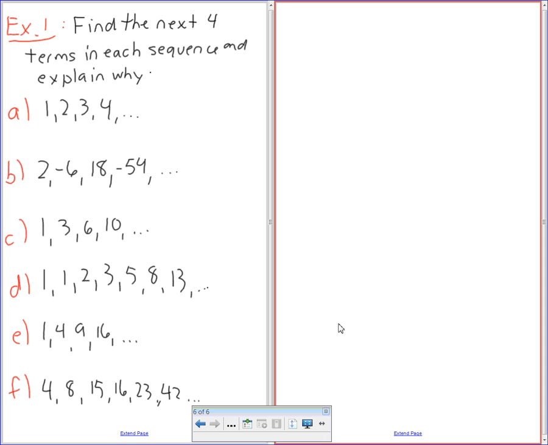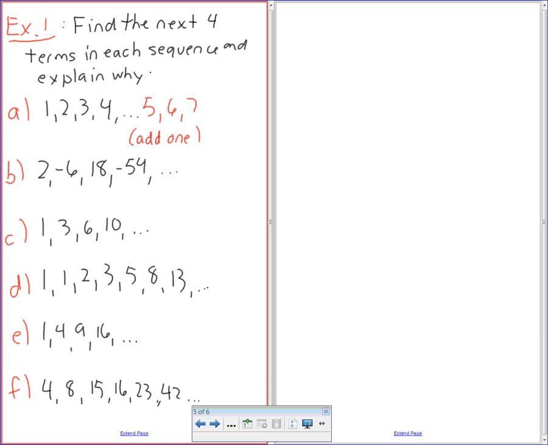Can I get a brave soul to do the first one for me? Go. Add one each time. So 5, 6, 7. There will be nice ones like this in this course that go up by something that's nice. That would be a linear pattern if you're worried about this from grade 9. So the equation for that would be of the form y equals mx plus b.